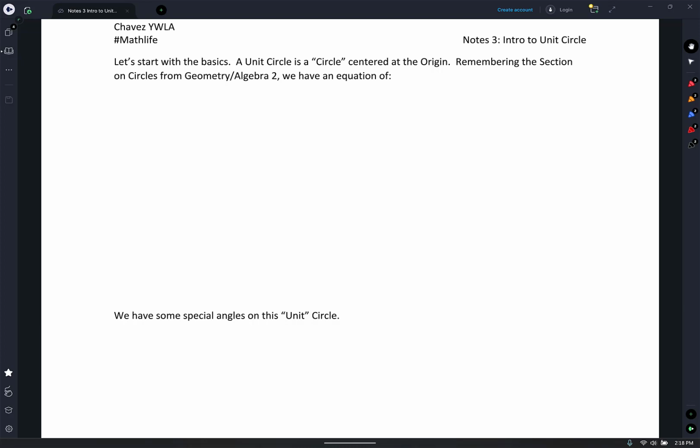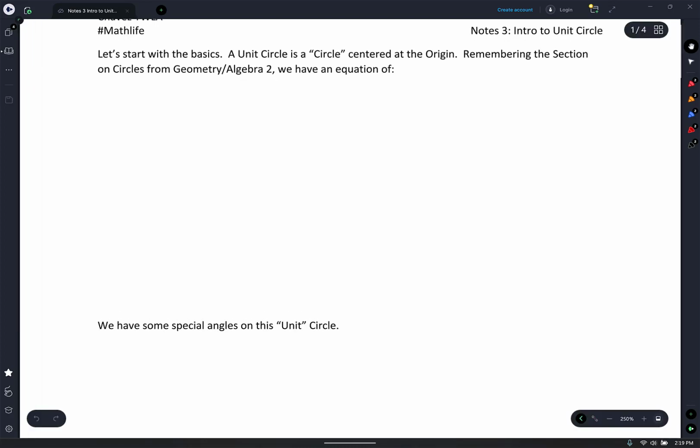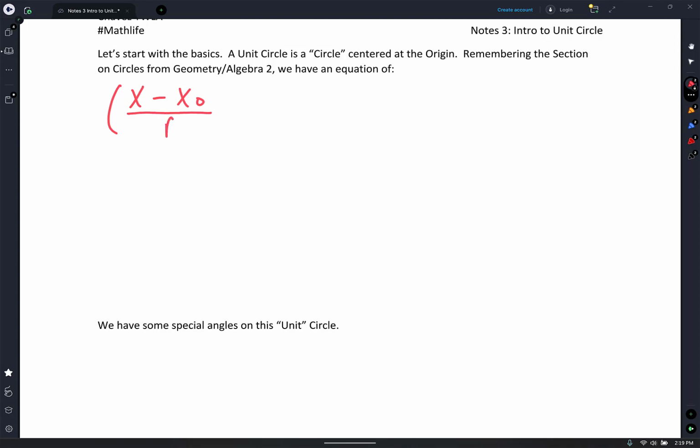Remembering the section on circles from geometry, algebra 2, we have an equation. I don't know if you guys remember equations of circles, but if you don't, I'm going to hook you guys up. The equation of a circle centered at the origin is written as (x minus x naught over rx) squared plus (y minus y naught over ry) squared equals 1. Does that look familiar to you guys?